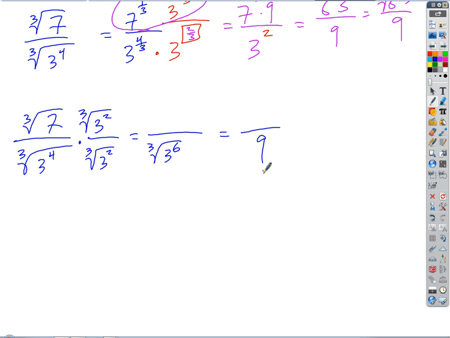But on the top, look what we get. We just get the cube root of 7 times the cube root of 9.